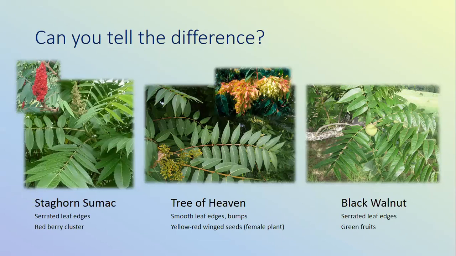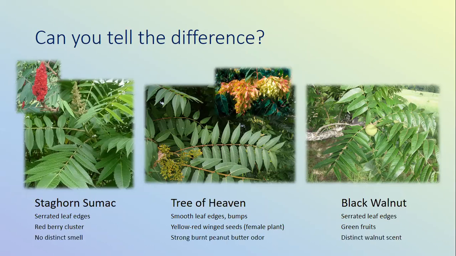These are dioecious plants, which means that they have male and female colonies. So if you're driving around right now, you can see these seeds on the female plants, whereas a sumac has its classic red berries, and the black walnut has its green fruits with the walnut inside.